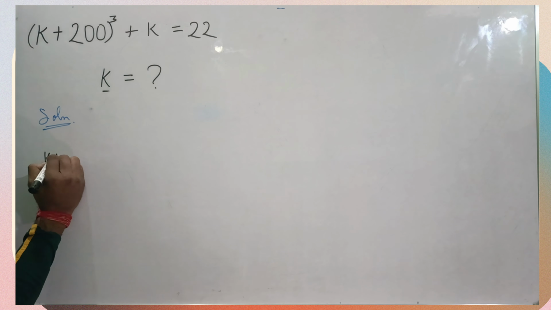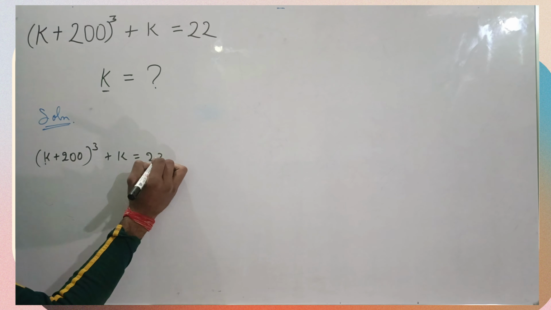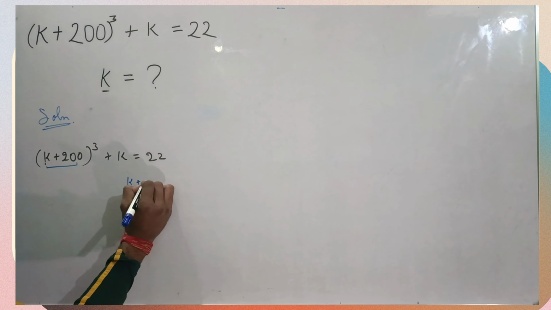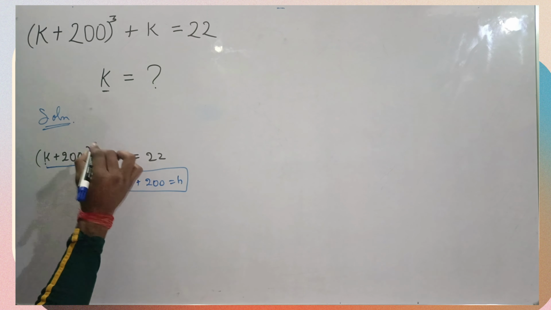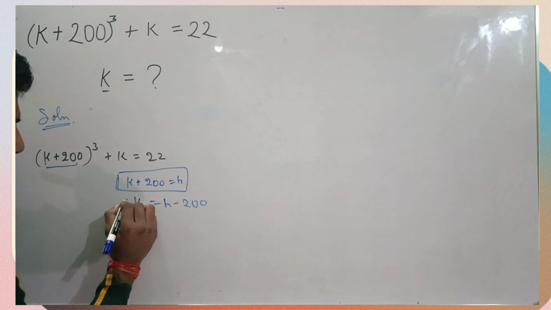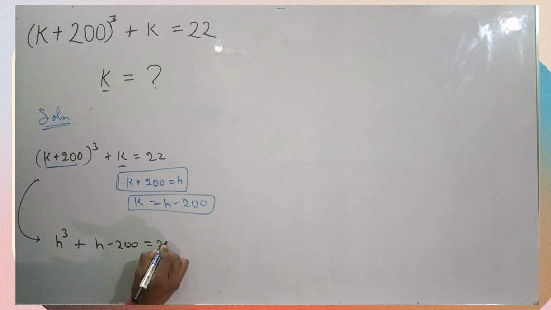So our equation is (k + 200)^3 + k = 22. Now we are going to assume this value as h, so k + 200 = h. If I have assumed this value as h, then the value of k will be h minus 200. Using this here, we get h cubed plus k, which is h minus 200, is equal to 22.